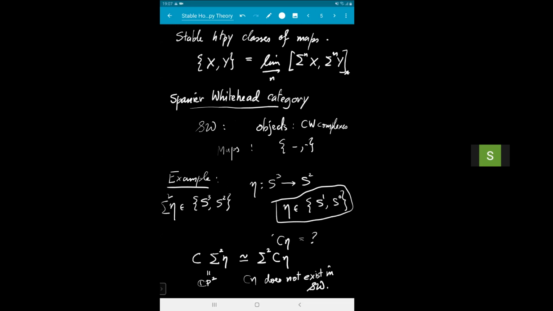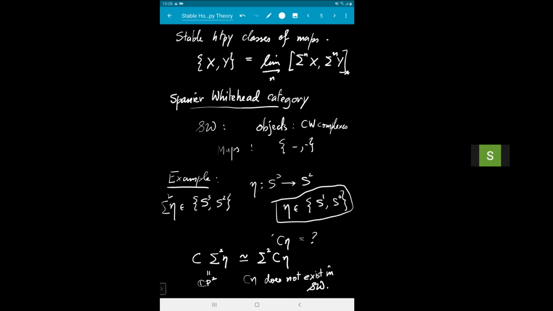Yeah. So if you think of this eta as a map from S1 to S0. Now if I take the cone, if the mapping cone existed in the category SW, then you realize that the double suspension of that is CP2, because double suspension is the Hopf map from S3 to S2, and the mapping cone of that is CP2. I mean, CP2 is obtained by attaching a four-cell to S2 along the Hopf map. So it is the mapping cone of the Hopf map.